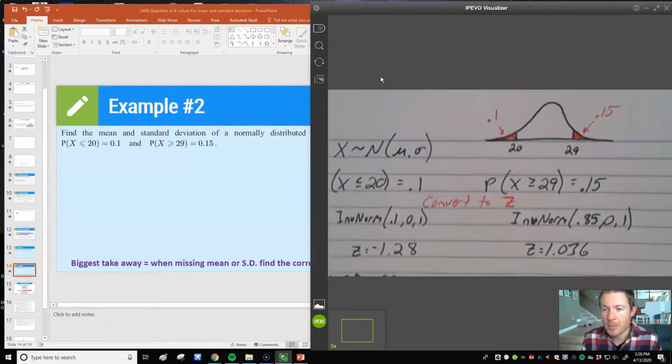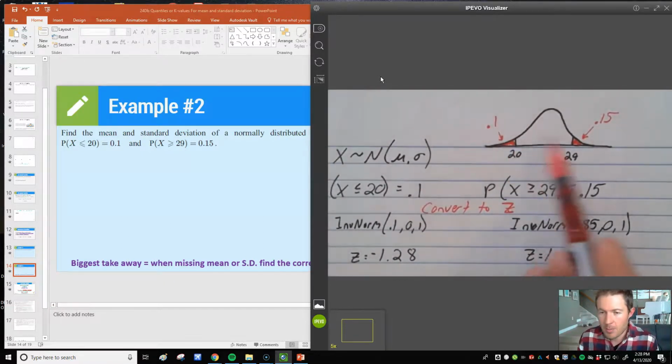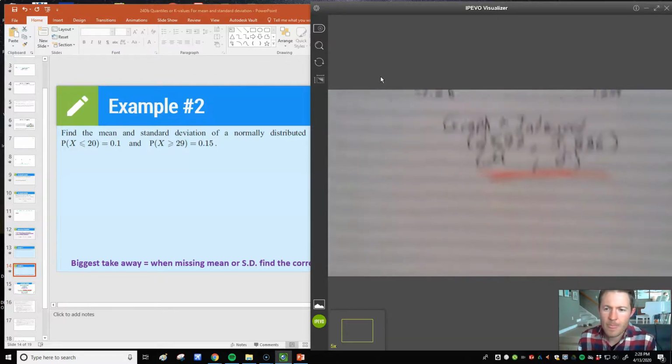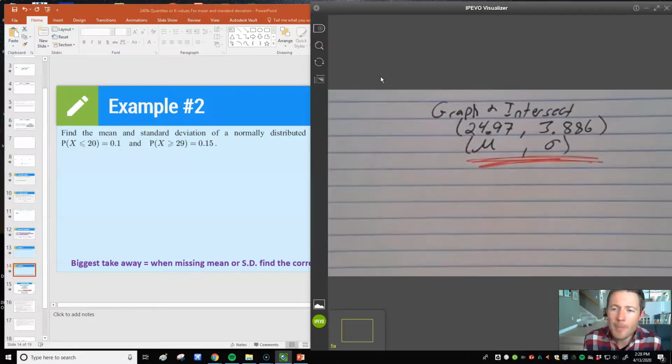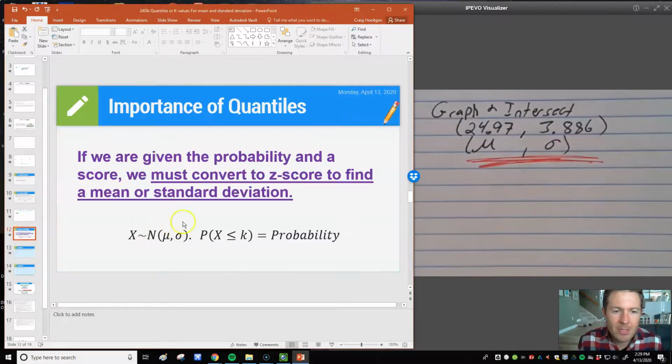But to do that, they had to be able to show us both ends. We really needed both pieces of information. Okay, I hope that made sense. This is the kind of thing I'd really prefer to go slow on and check in with you guys. We don't have that luxury. Again, the big takeaway is what this slide was saying: if we're given a probability and a score, you must convert to a z-score to find the mean or the standard deviation. In your practice tests, I know there are a couple questions like this. I'm not sure if you've seen it yet, but those are coming.